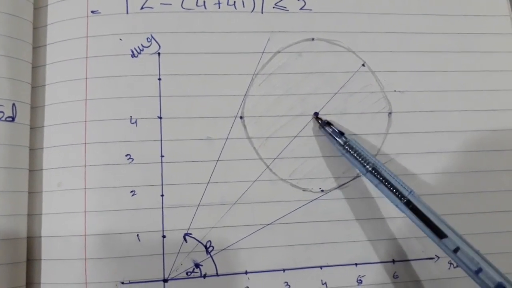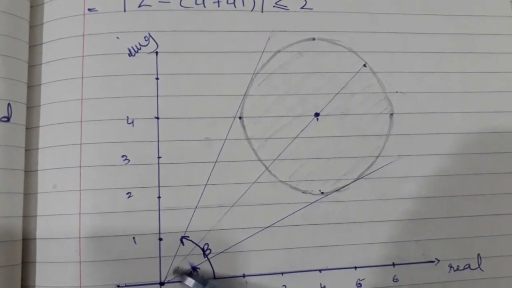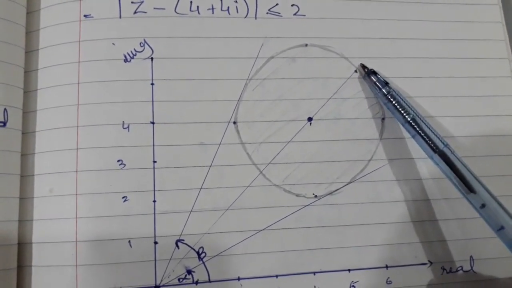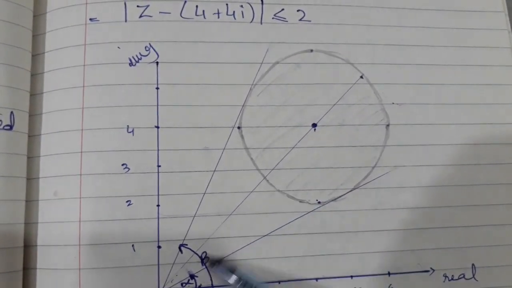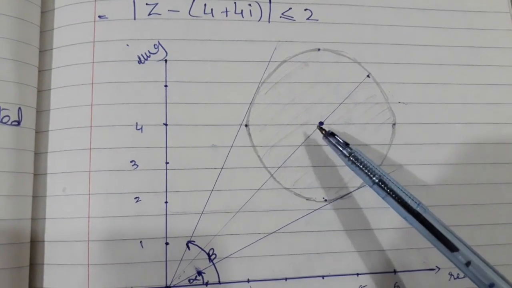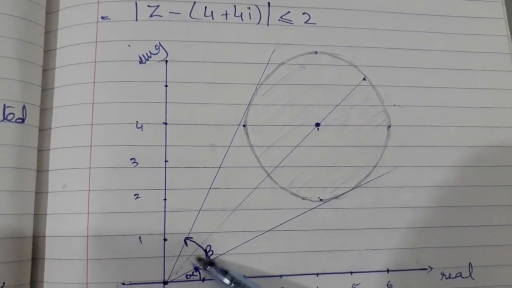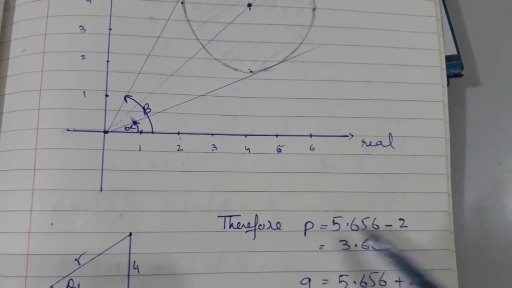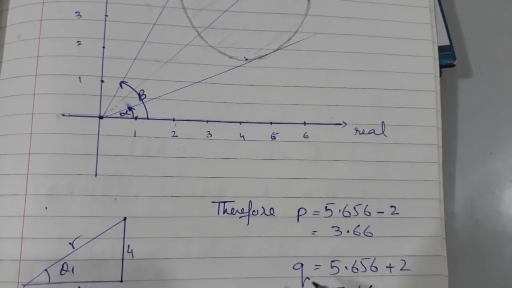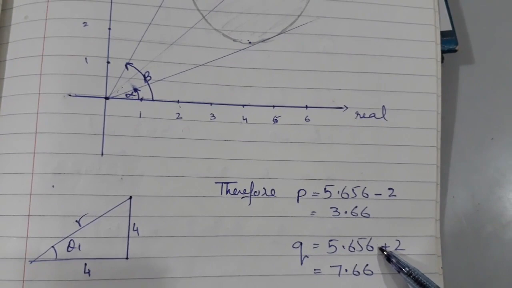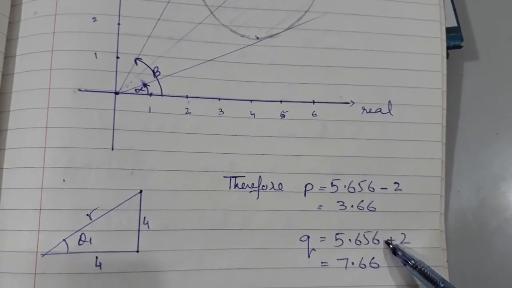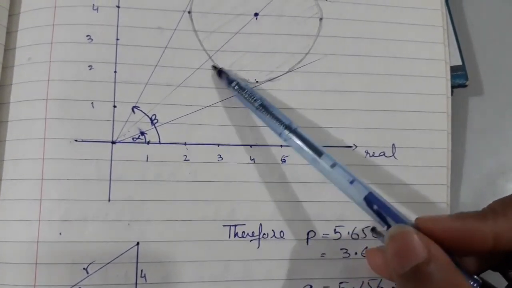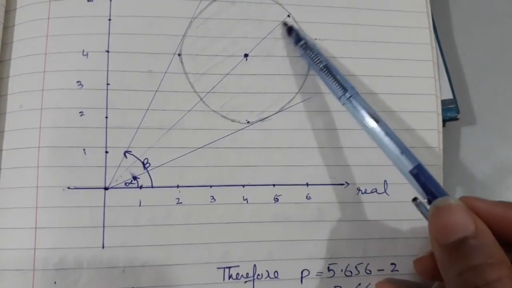So this length is 5.656. If you add 2 to it, you will get the maximum length, which is q. And from this length, if you subtract 2, you will get this length, which is p. Therefore, for p I am subtracting 2, and for q I am adding 2. So this will give me the value of p and the value of q.